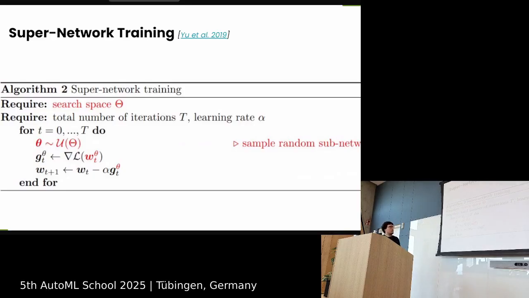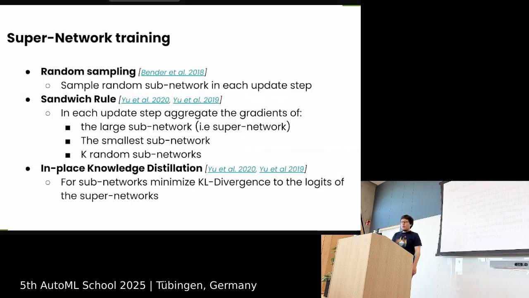The most simple way to do this is that in each update step you sample a random architecture from your search space. In the toy example that we showed before, you just sample a value between 1 and 4, and then you update the weights of that subnetwork here. As I said, this is the most simple way. This is called random sampling, but there are more complex methods out there that make it a bit more reliable.